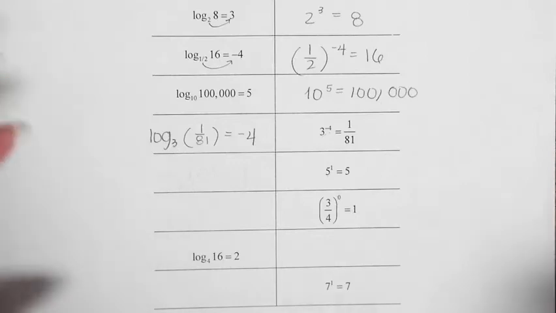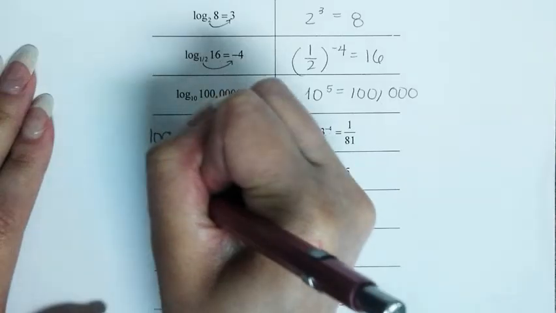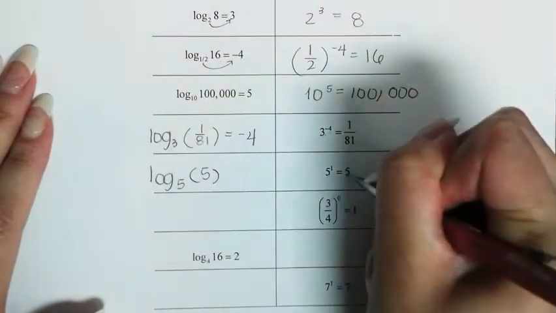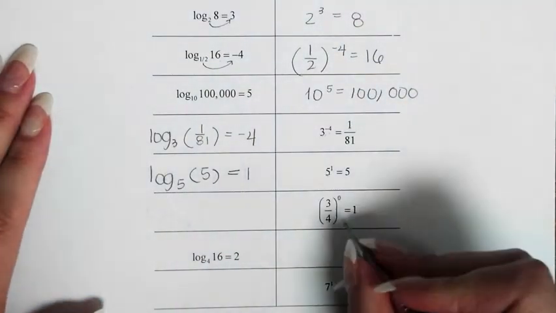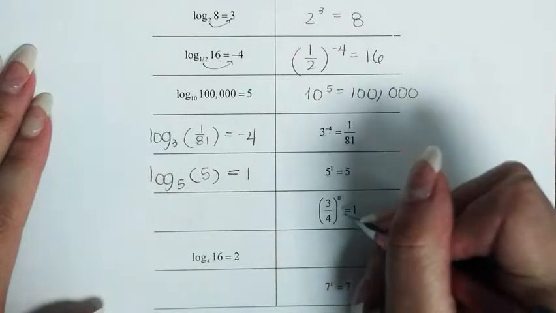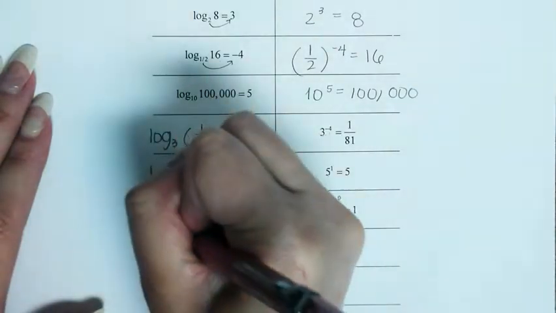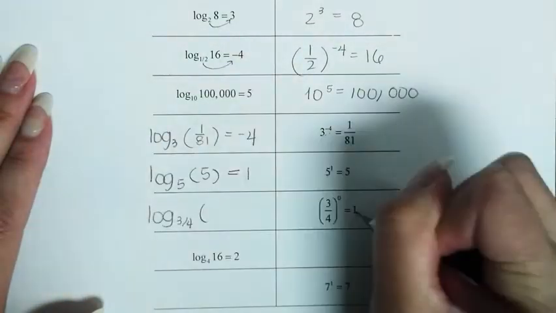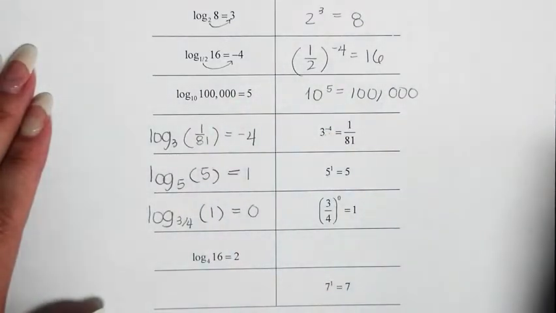Let's look at the pattern here. You have log base 5 of 5, which is equal to 1. Now what happens here? You have the exponential form, and we want the logarithmic form again. You want the log base 3/4, and what you put inside is the 1, and that's equal to 0. So that's for that one.